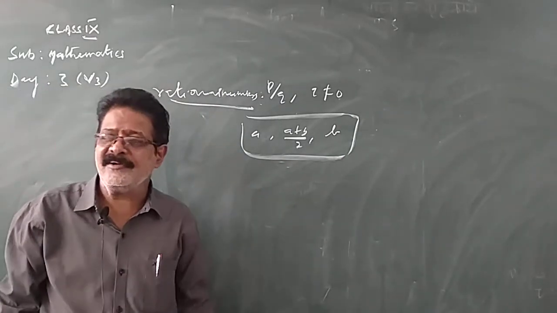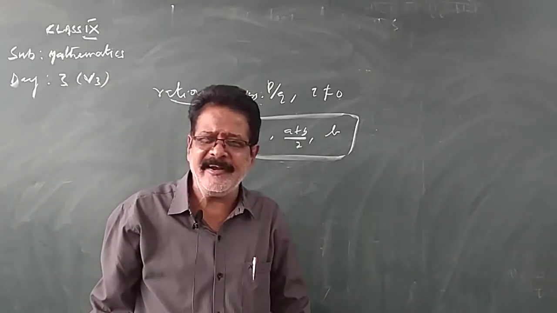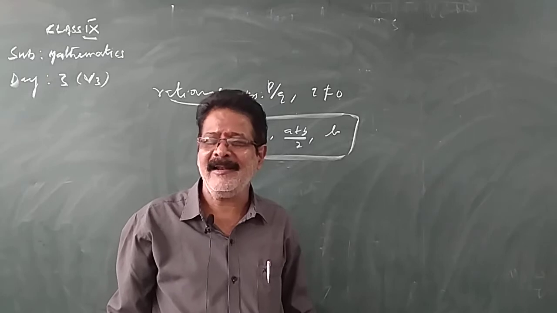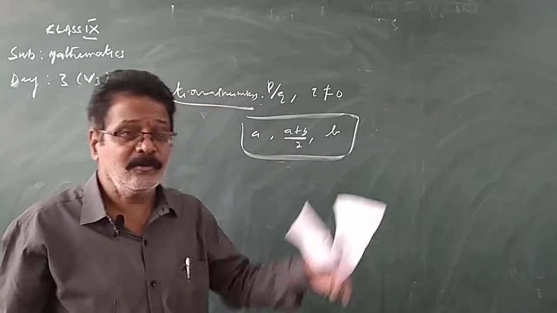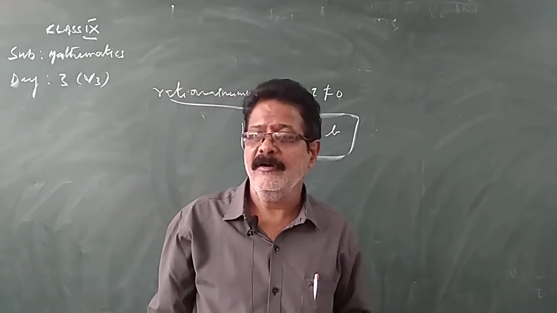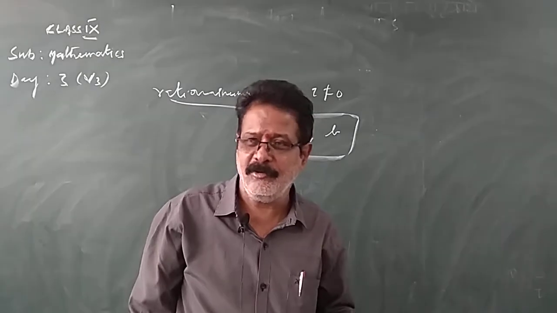So, how many rationals can be inserted between two rationals? An infinite number of rationals. Infinite means unlimited. Unlimited rational numbers can be arranged between two rational numbers. So, this we learned. And we also know how to represent rational numbers on the number line.